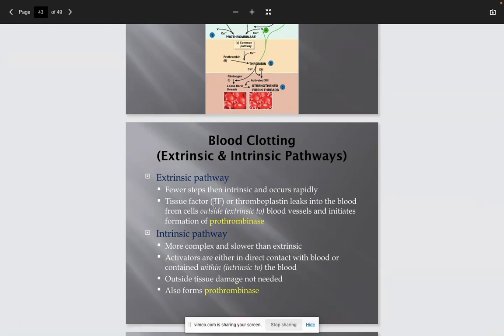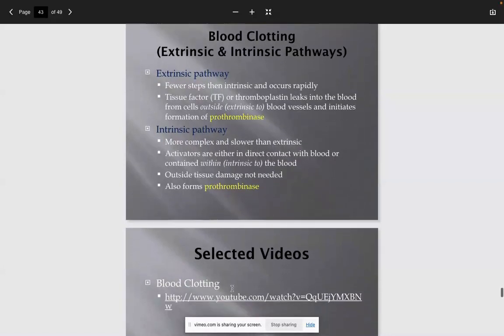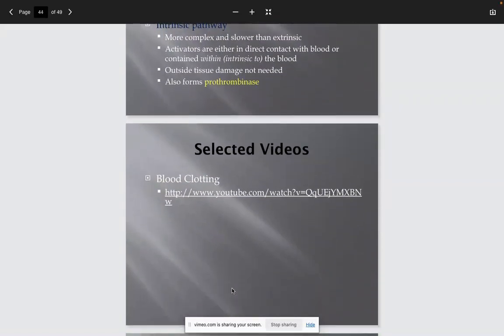Tissue factor is going to be responsible for activation of prothrombinase, whereas in the intrinsic pathway, the outside damage is not needed. So this is just a comparison of the two different pathways. Here are some videos that will help you identify with blood clotting.